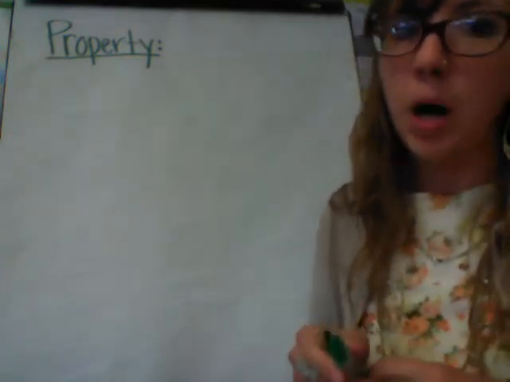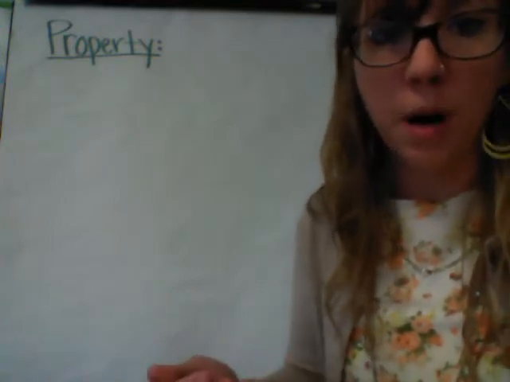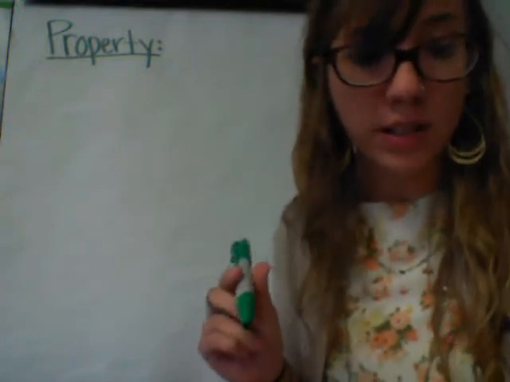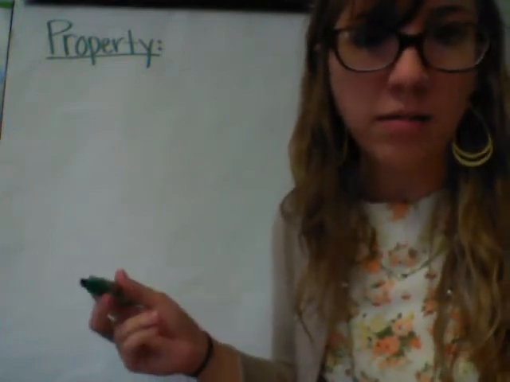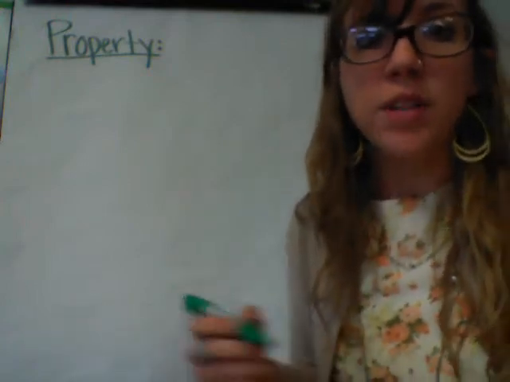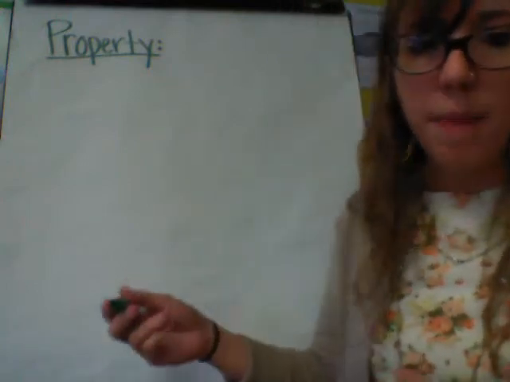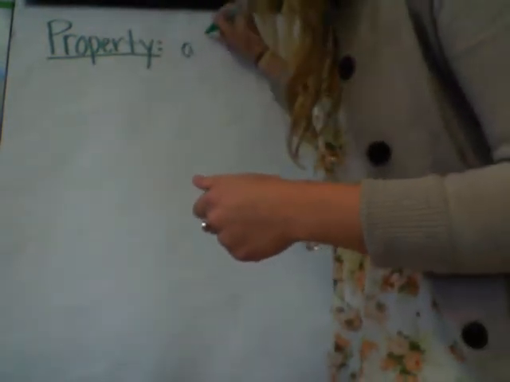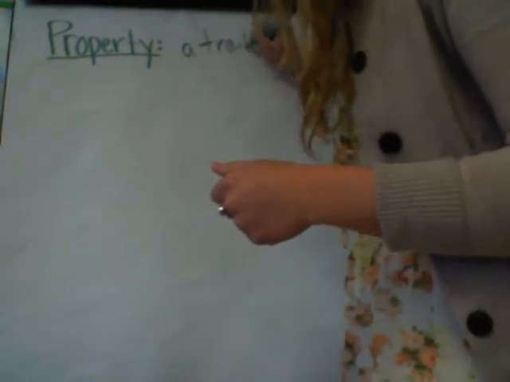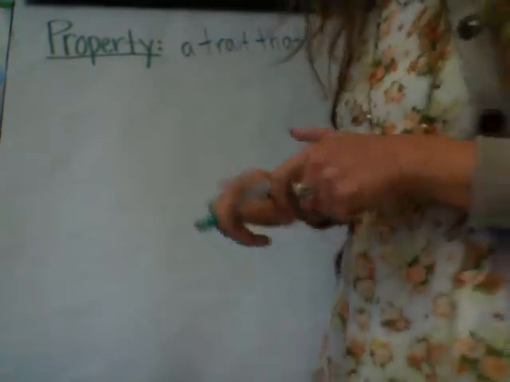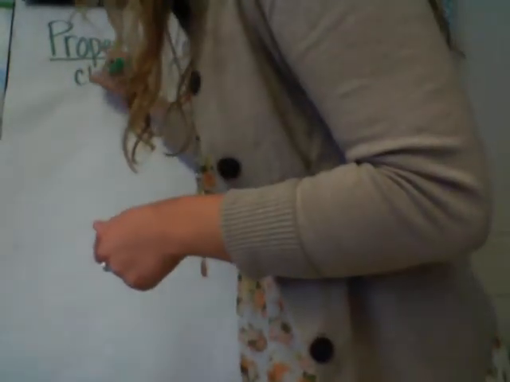Okay, a property. In science, when we use the word property, we don't mean something that you own. It's really a trait or a characteristic that characterizes that material or object. So that means it kind of tells us more information about a particular object.